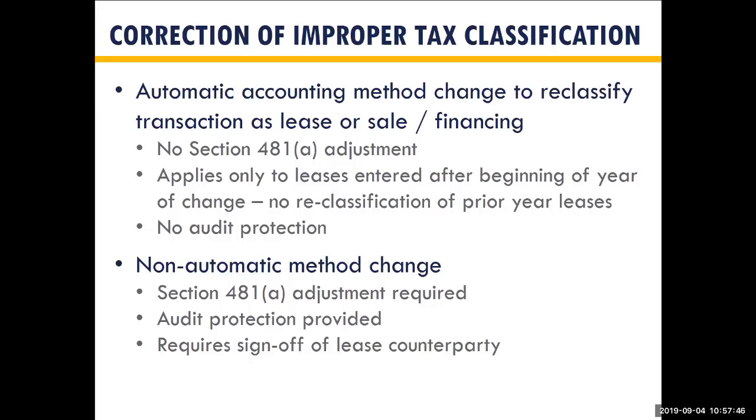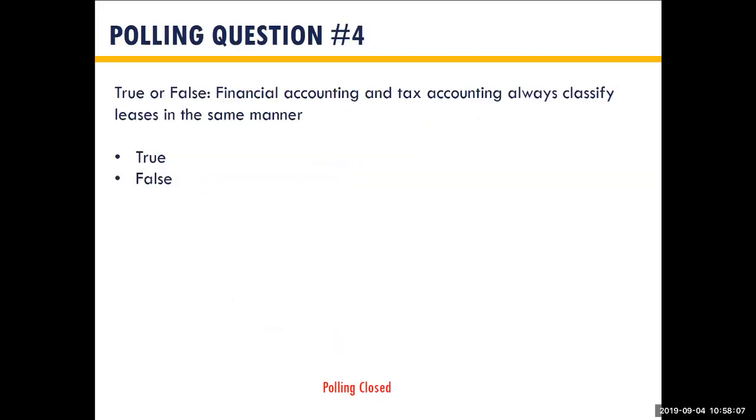There is a non-automatic accounting method change option. We do not see a lot of clients go through this. The main thing here is it will allow us our catch-up adjustment or 481(a) adjustment. It'll allow us audit protection, but we have to get sign-off from the lease counterparty indicating that they intend to treat the transaction in the same manner as we are, which can be difficult to obtain in some situations.